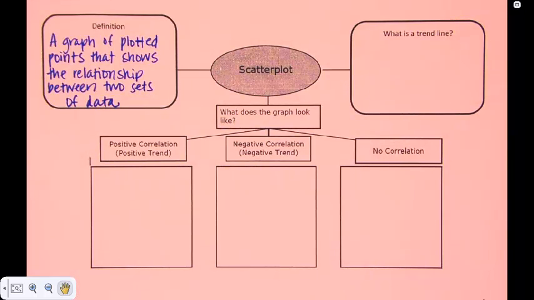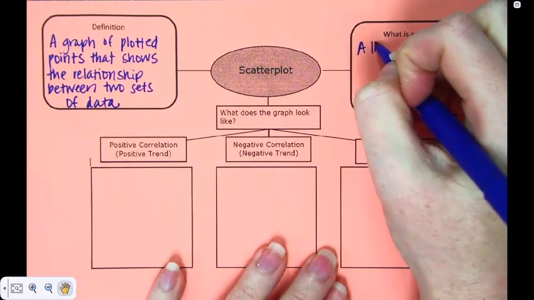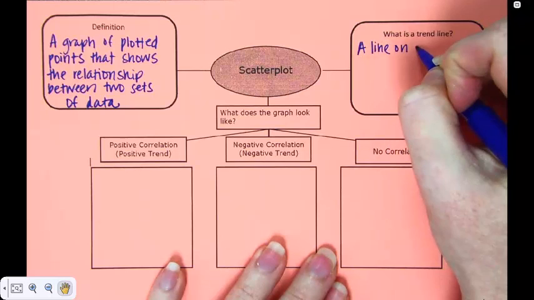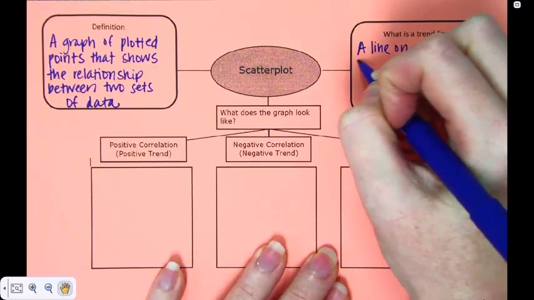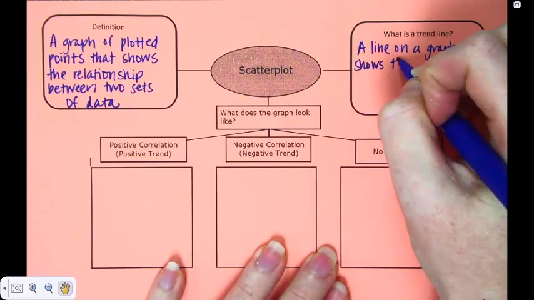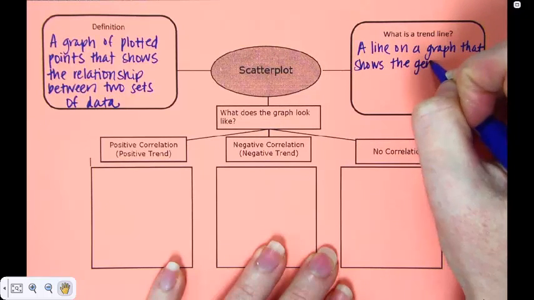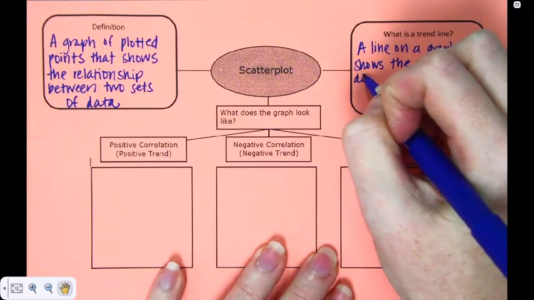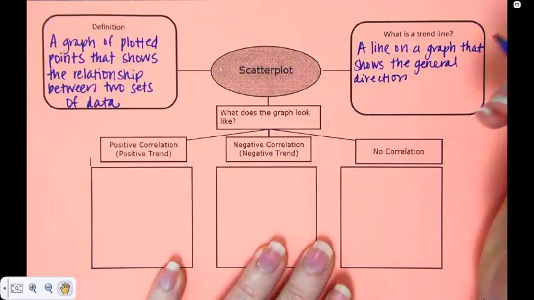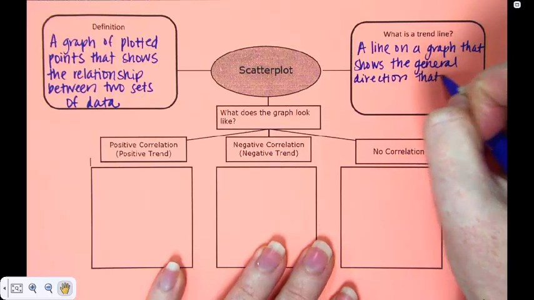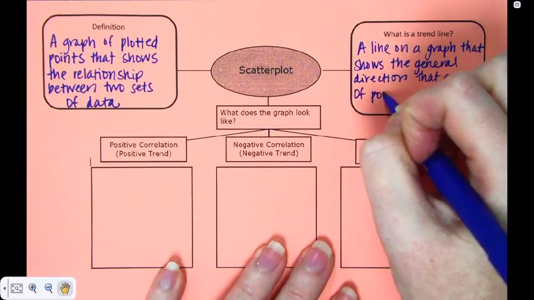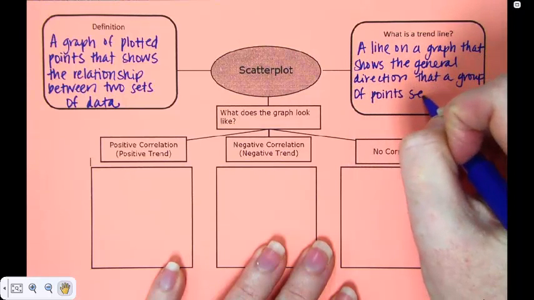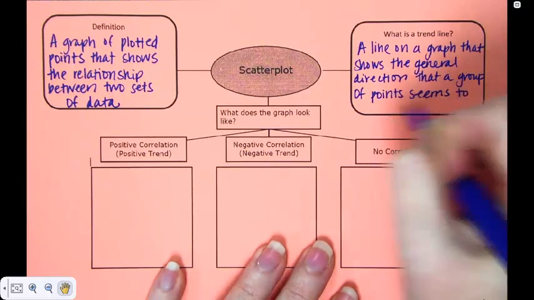Our next thing is, what is a trend line? Well, a trend line is a line on the graph that shows the general direction that a group of points seems to be heading.